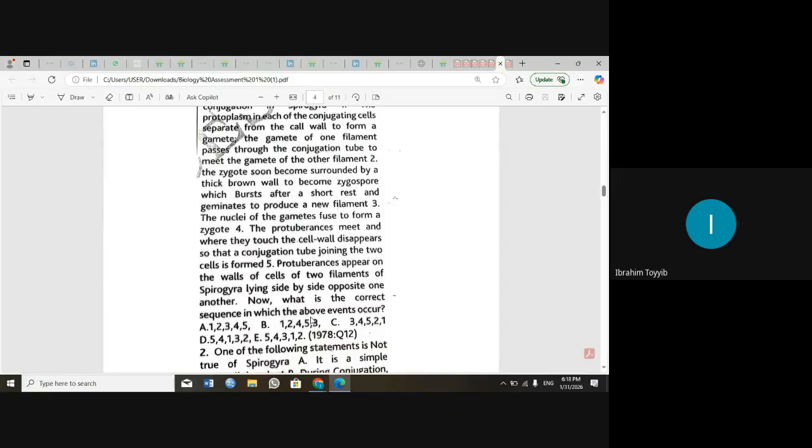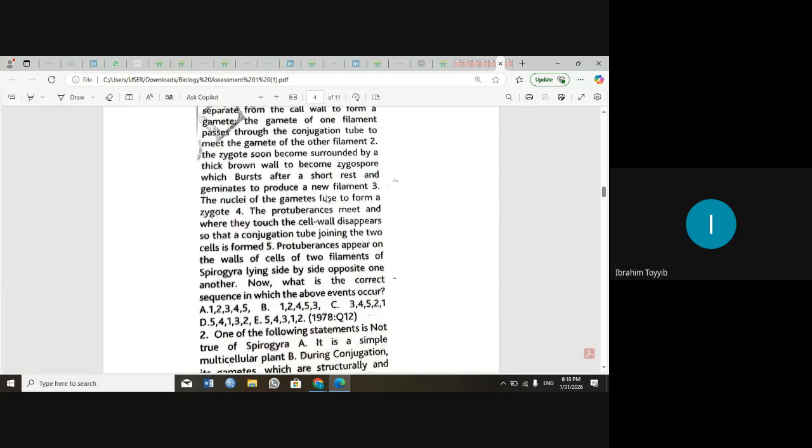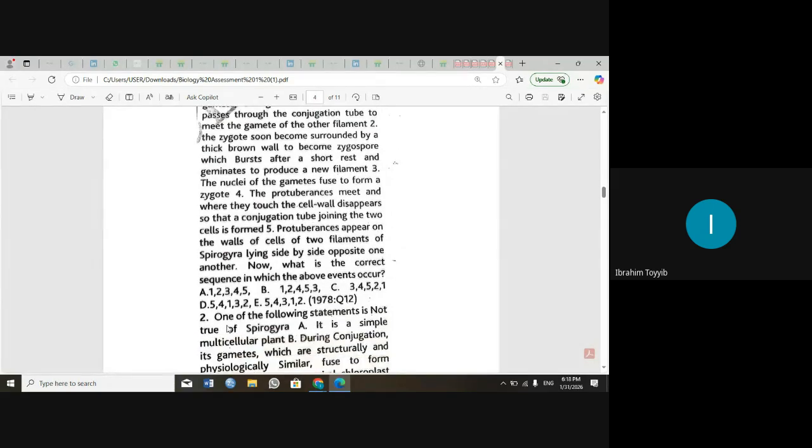So now you can look at the explanation I gave you. The Spirogyra filaments, two filaments, will line up side by side. That means if we are to arrange this, we pick this first. So it will be 5, 4, followed by 1, followed by 3 and 2. So the correct option is option D: 5, 1, 3 and 2.